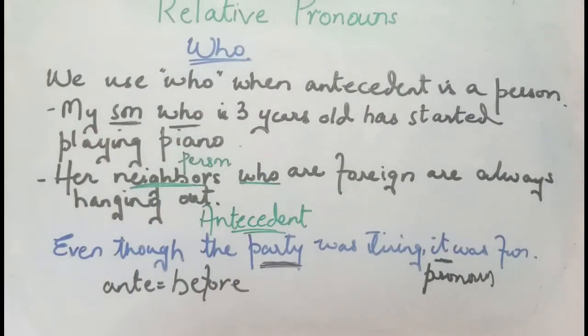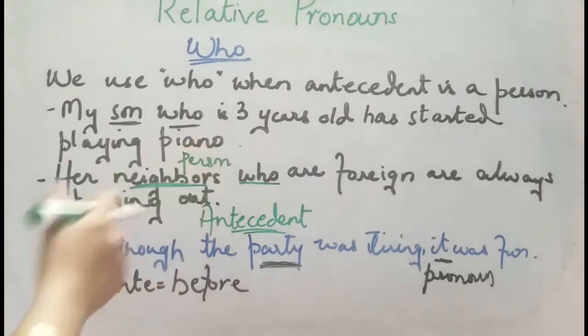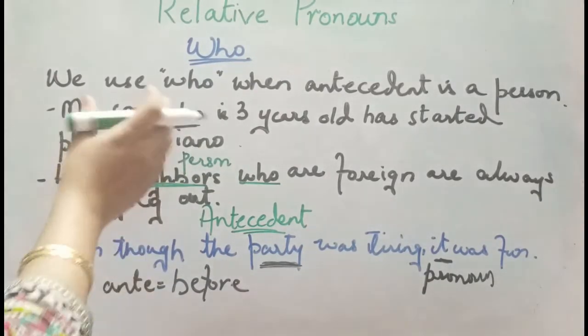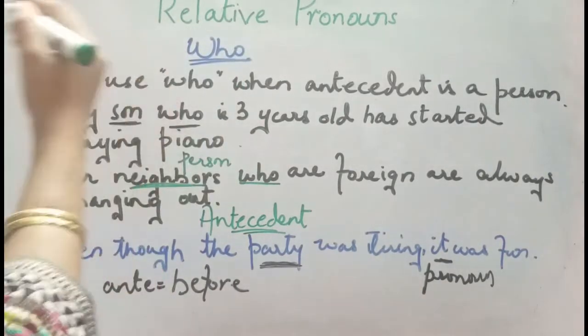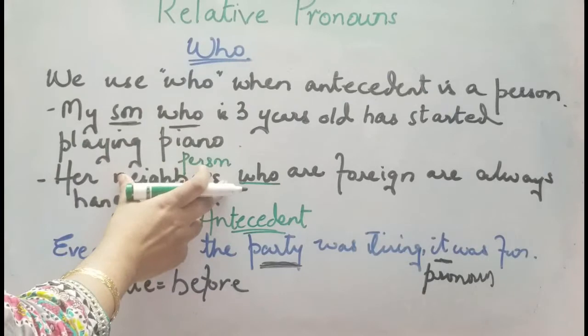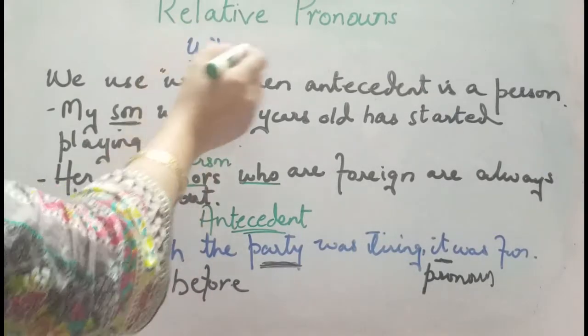Next time when you are going to use who, you are going to check whether your antecedent is a person or not. Okay, if it isn't a person, if it is an object, then you're not going to use who. I repeat, if your antecedent is not a person, you're not going to use who.